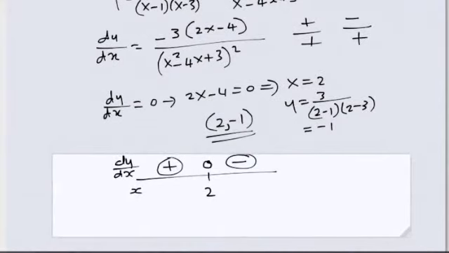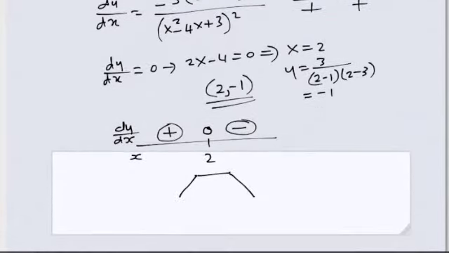So we have a positive gradient for values of x less than 2, at 2 we have a 0 gradient, and for x values greater than 2, we have a negative gradient. So clearly at x equal to 2, it's a maximum. So the curve should look something like that.